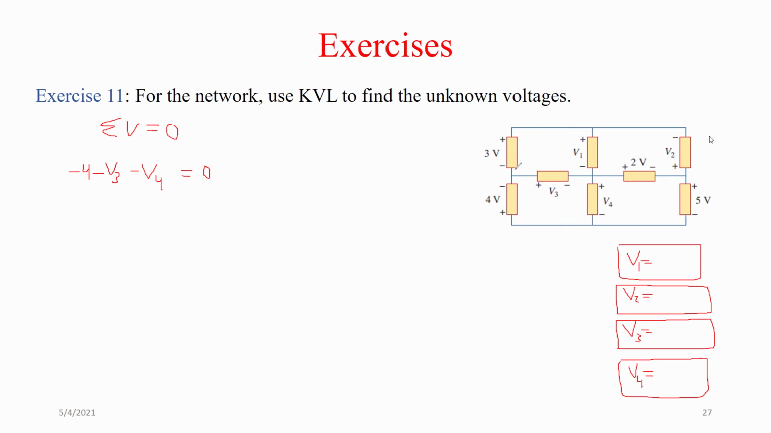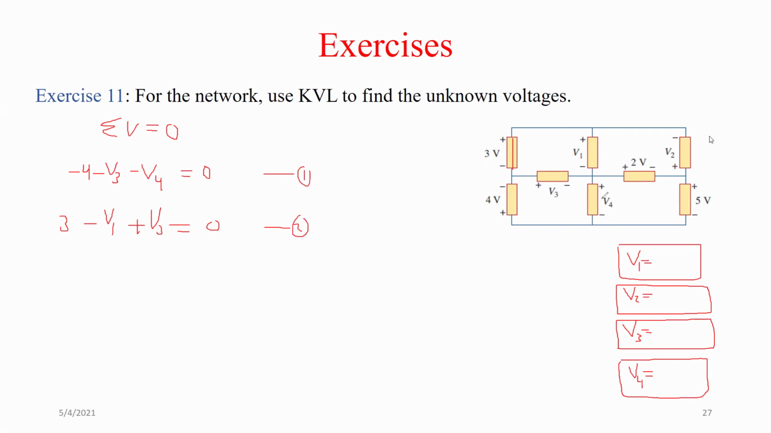Now second loop, I'm gonna go this way, 3. Going from negative to positive again, then continue, minus V1. Then I'll continue this way, from negative to positive, plus V3 equal to 0. So this is equation 1 from the first loop, equation 2 from the second loop.